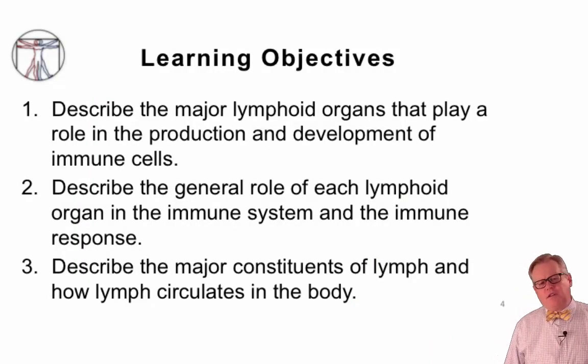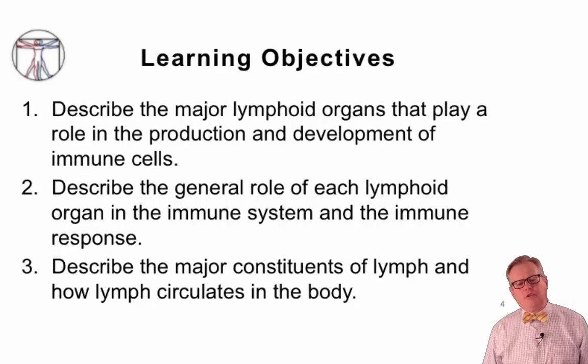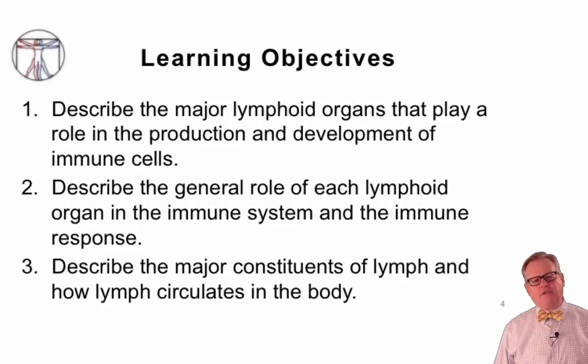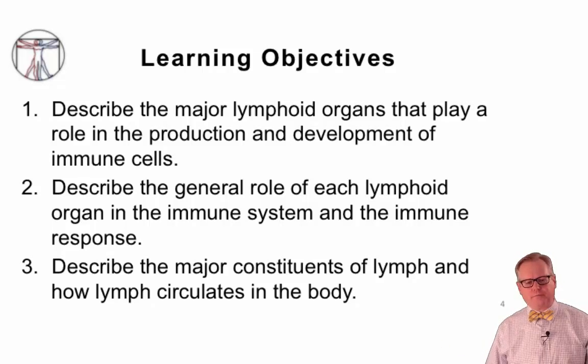At the end of this presentation, you should be able to describe the major lymphoid organs that play a role in the production and development of immune cells, describe the general role of each lymphoid organ in the immune system and the immune response, and describe the major constituents of lymph and how lymph circulates in the body.